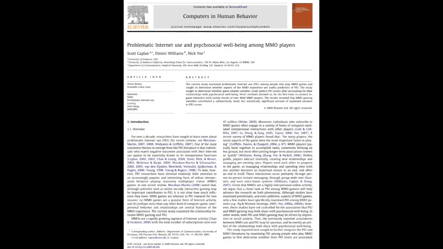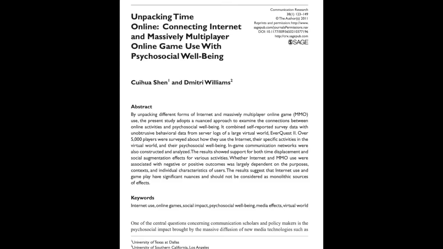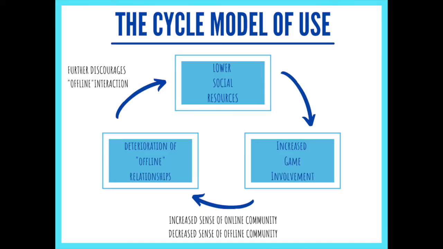This is the displacement component of the model. Over time, this process may exacerbate and intensify the psychosocial predispositions that brought them to online communities in the first place. Increased loneliness, increased depression, or increased physical isolation, for example. This could then further discourage individuals from forming stable, long-term face-to-face relationships. This is the cycle component of the model.